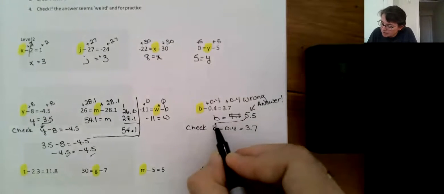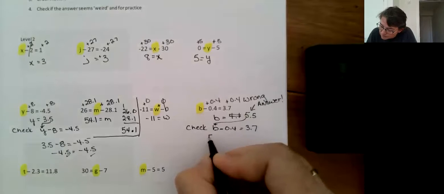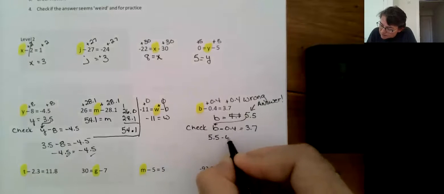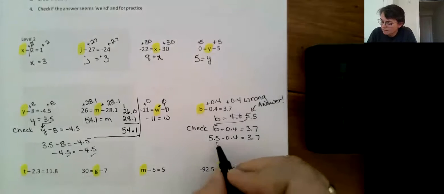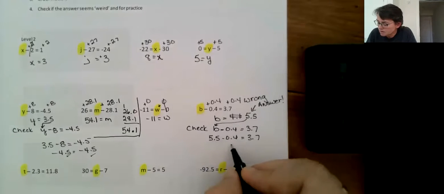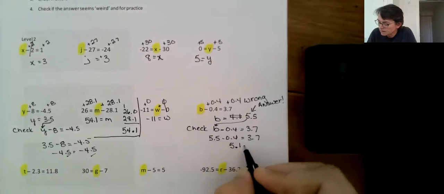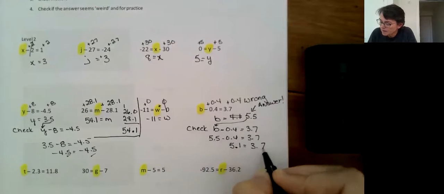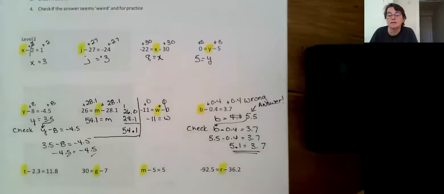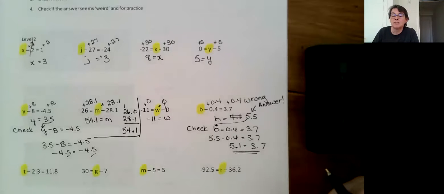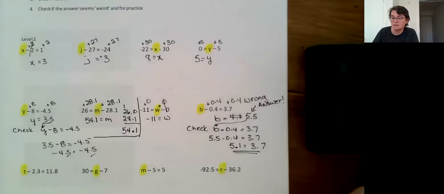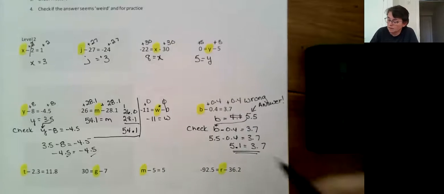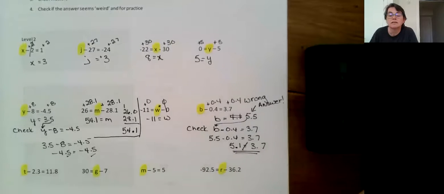So we take that, we plug it in where the B is. Substitution. 5.5 minus 0.4 is equal to 3.7. 5.5 minus 0.4 is 5.1. And this is how you know there's a mistake. Both sides should equal the exact same number. If they don't, then there's a mistake somewhere. And we have the right answer there, but I just wanted to show you what was going to happen.